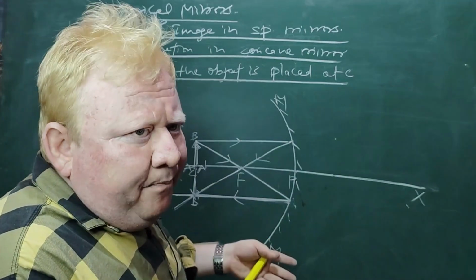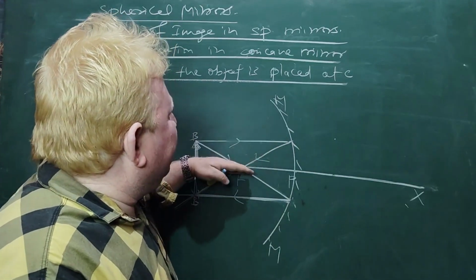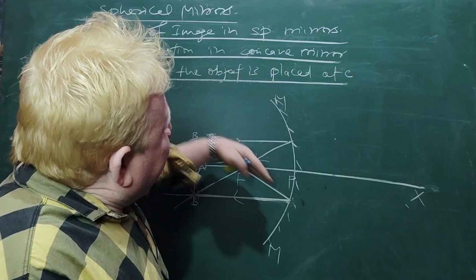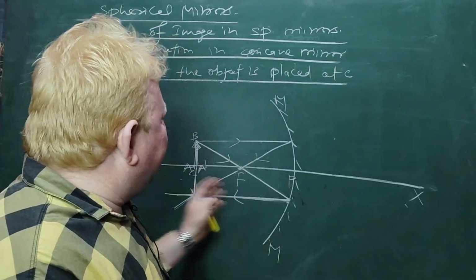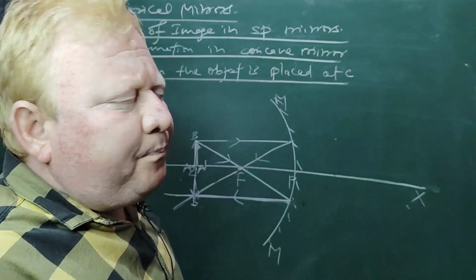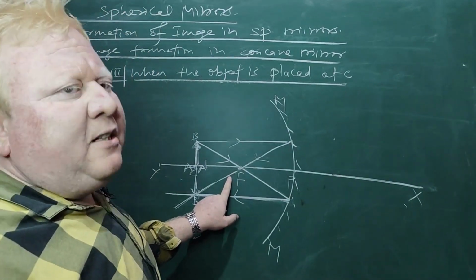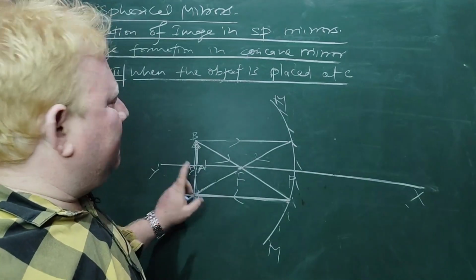In order to trace the image, one light ray comes parallel to the principal axis, and after reflection passes through the focus. When a light ray passes through the focus, after reflection it will go parallel to the principal axis. Now this ray is the reflected ray and this ray also is the reflected ray, and these two are meeting exactly at this point where the image will be formed.